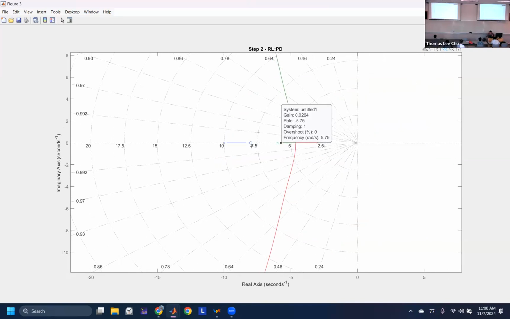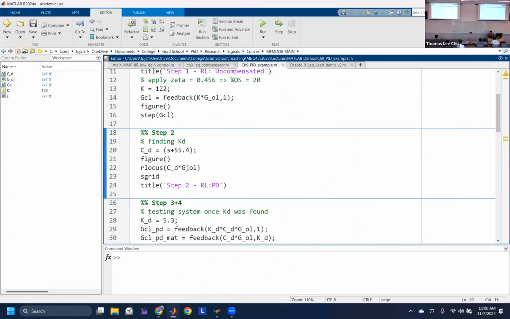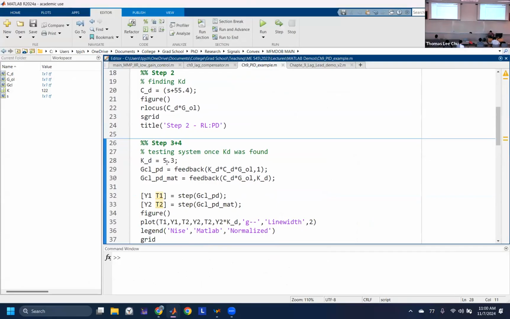It's really close to that. Oh well, so 5.35 is the gain we got. So we found that KD is equal to 5.3. So now we do KD multiplied by our PD controller multiplied by open loop transfer function.